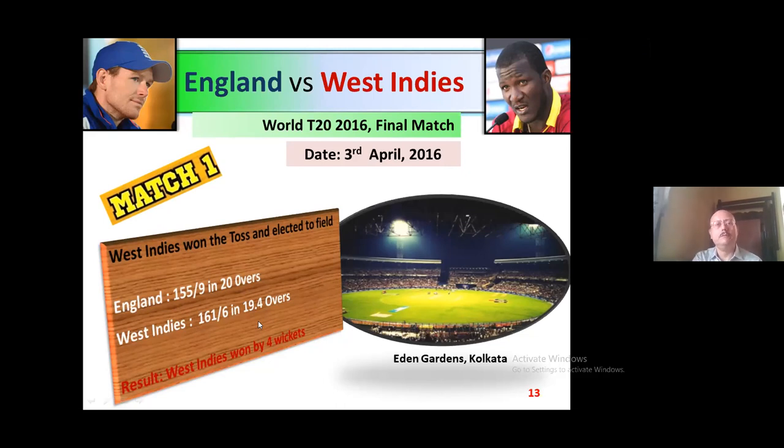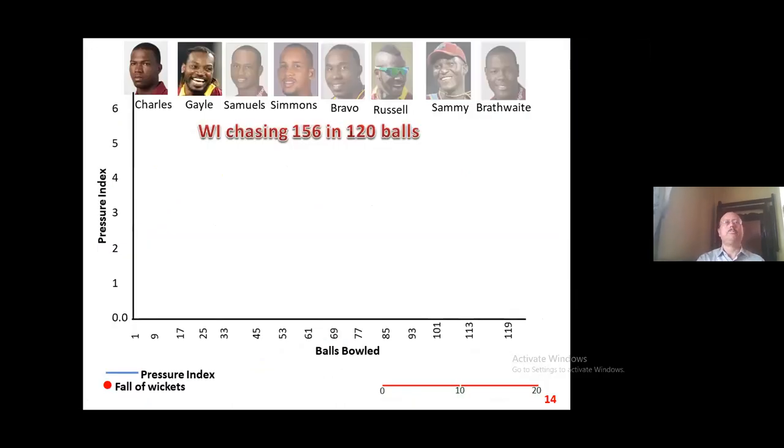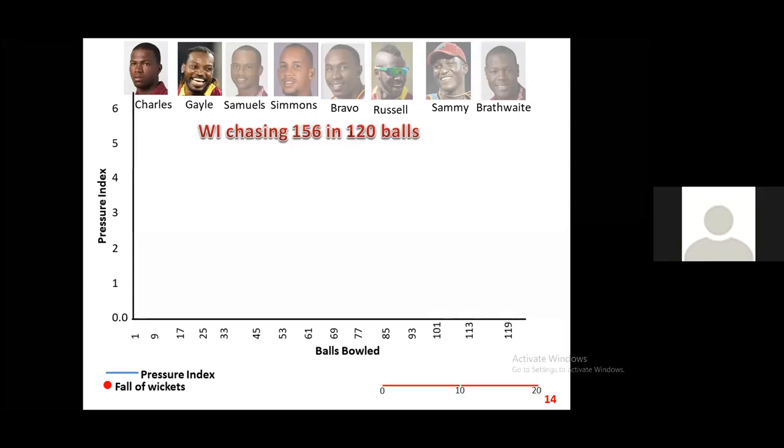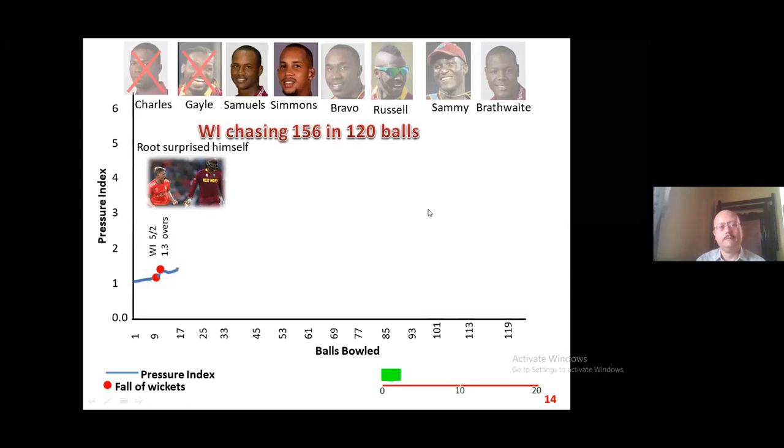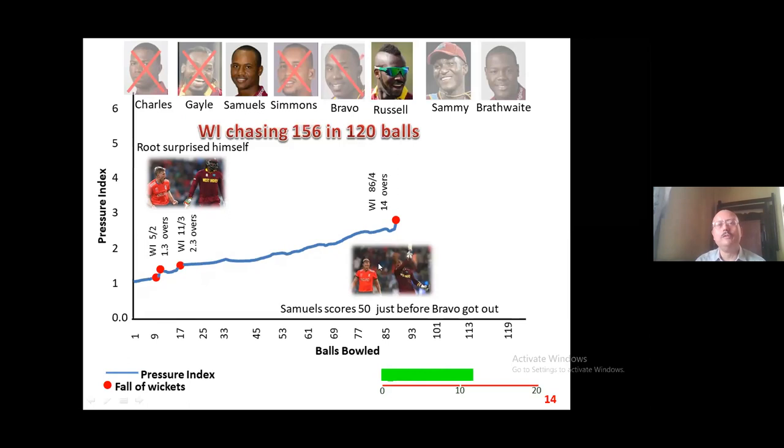So that's the match. Now we want to look inside the match. West Indies was chasing 156 in 120 balls. These were the batsmen opening for them, and these are the batsmen who finally participated in the run chase. So this is how the match progressed: the fall of wickets and the scoring of runs. The first wicket, second wicket. This is exactly like in ESPN Cricinfo, where you show red dots for wickets and the blue worm for runs.